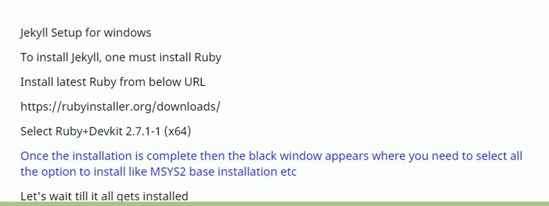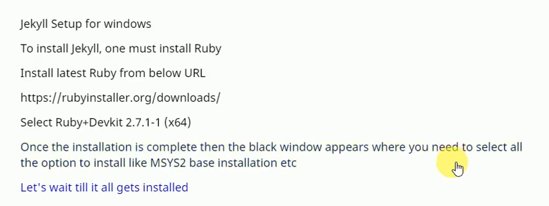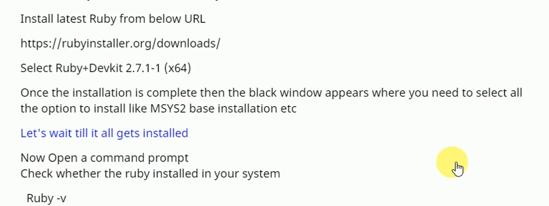2.7.1-1 x64. Once the installation is complete, then the black window appears where you need to select all the options to install, like MSYS2 base installation, etc. Let's wait till it all gets installed.